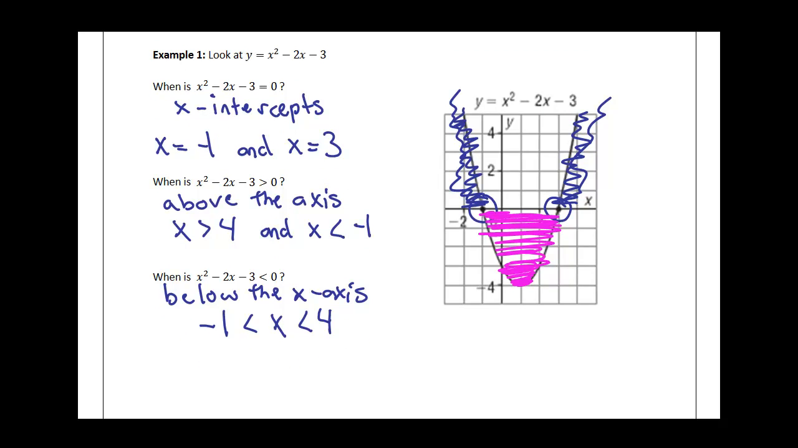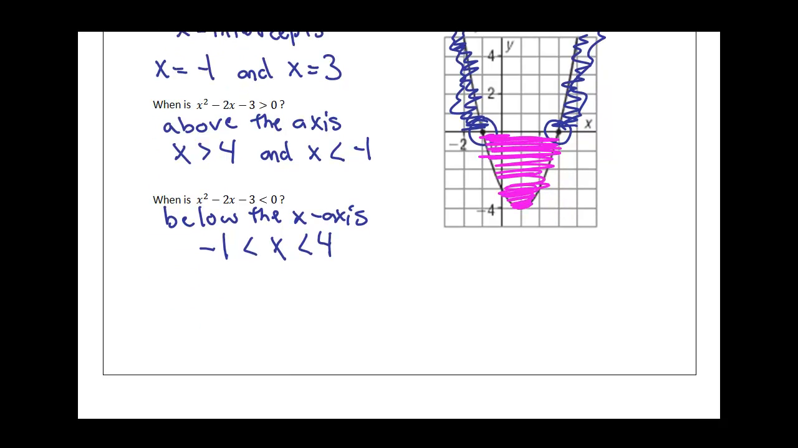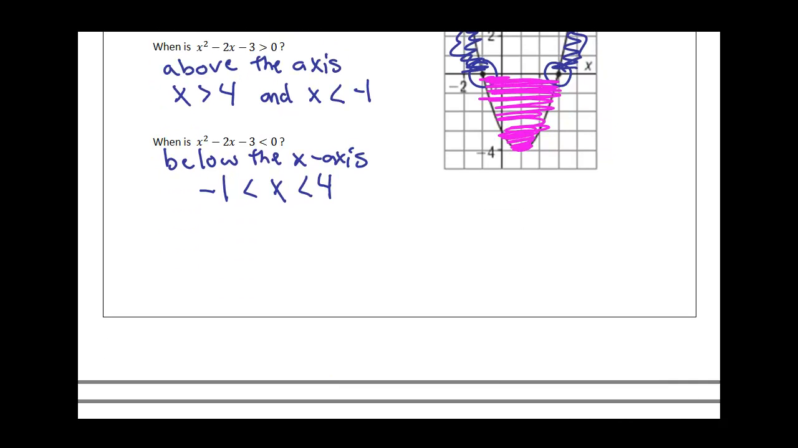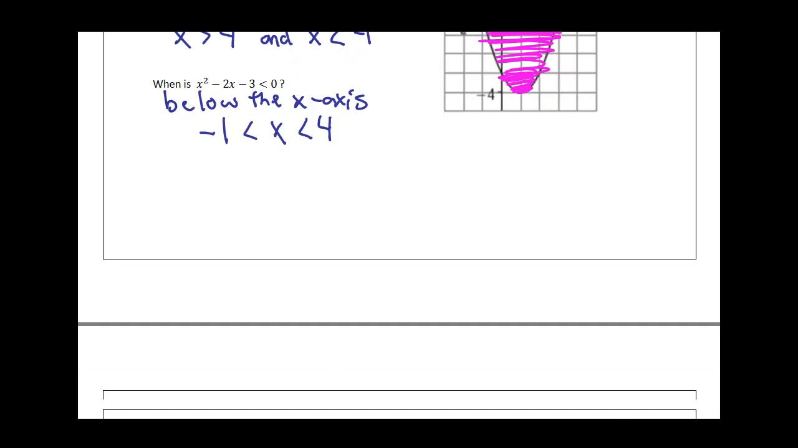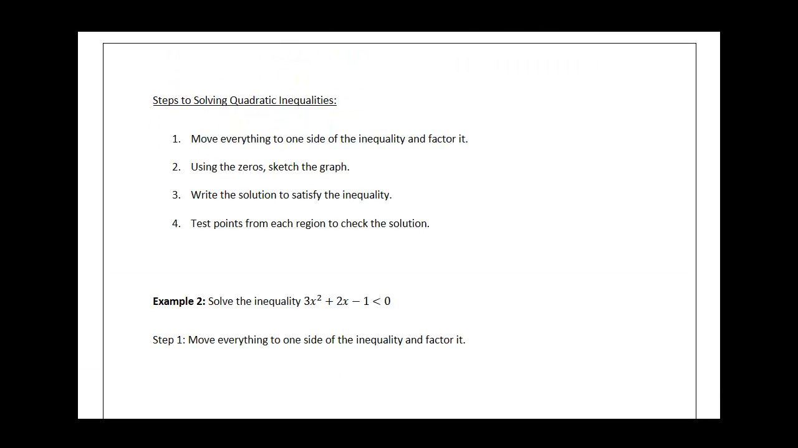So next we need to look at how we can actually go ahead and solve quadratic inequalities. And there are a couple steps that we need to follow in order to do this. So let's take a look at those. So our steps are, number 1, move everything to one side of the inequality and factor it. Okay, we remember how to do that from Unit 3. Number 2, using the zeros, sketch the graph. So the zeros are also our roots or our x-intercepts, and we find those by factoring, and then we can use them to sketch the graph.